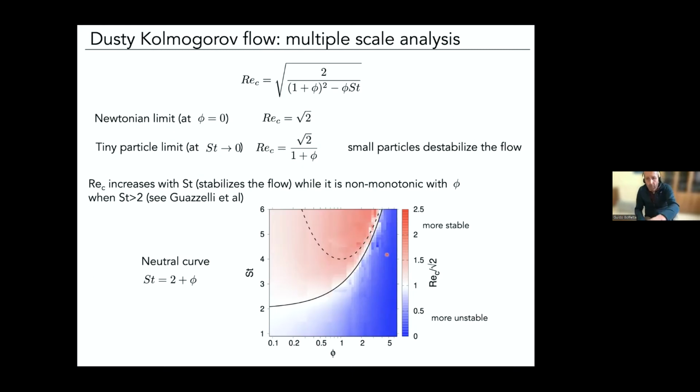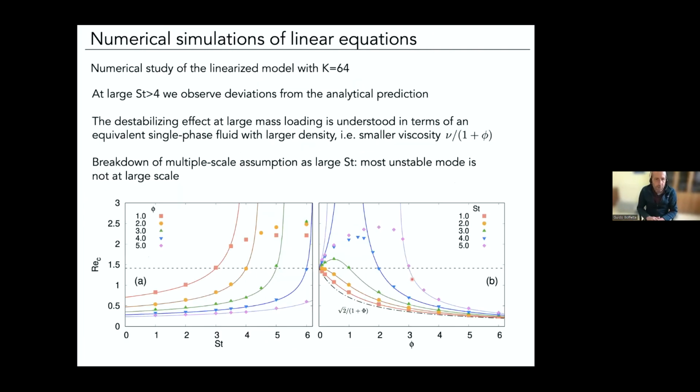Now I want to study the stability diagram in the vertical and horizontal cuts, so as a function of Stokes and phi. These are the results. The lines represent exactly the prediction as a function of Stokes number, for example, for different mass loadings, or as a function of mass loading for different Stokes numbers.